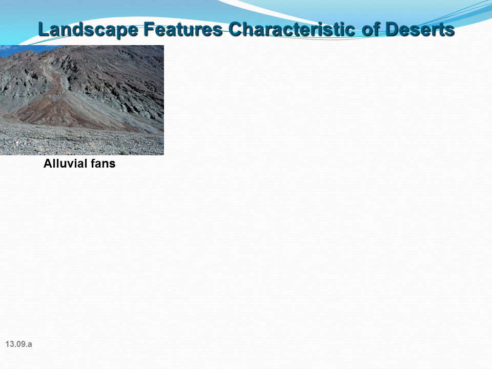All right, landscape features that are characteristic of deserts. We have alluvial fans. These are loose rocks transported from mountainous areas in streams and deposited in fan-shaped aprons. This image is in Death Valley, but we have these alluvial fans all over the valley. Anytime you have a steep slope going into a valley, you usually end up with an alluvial fan.